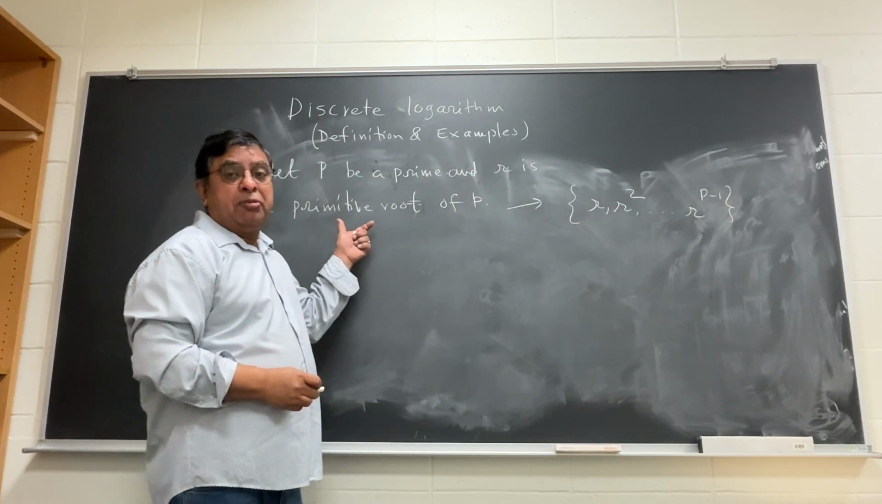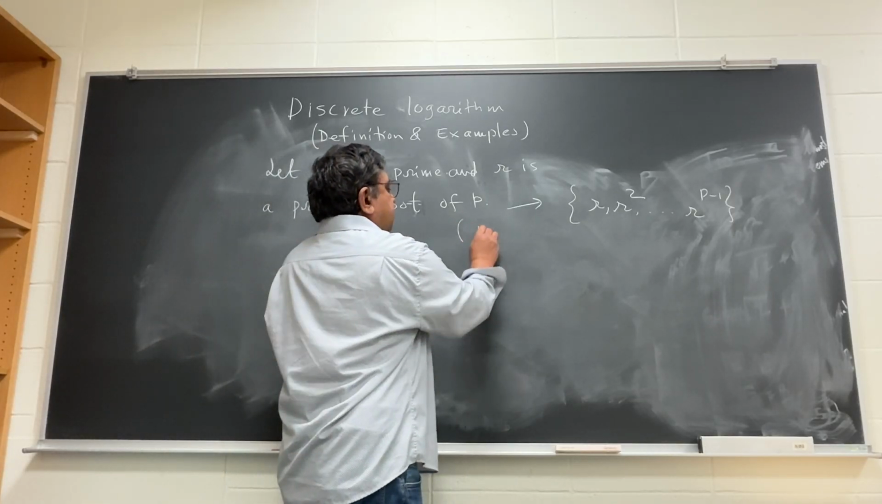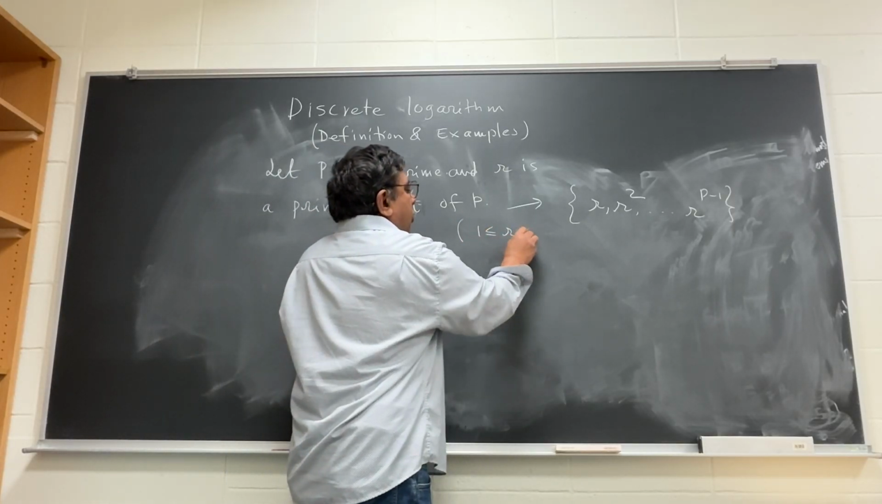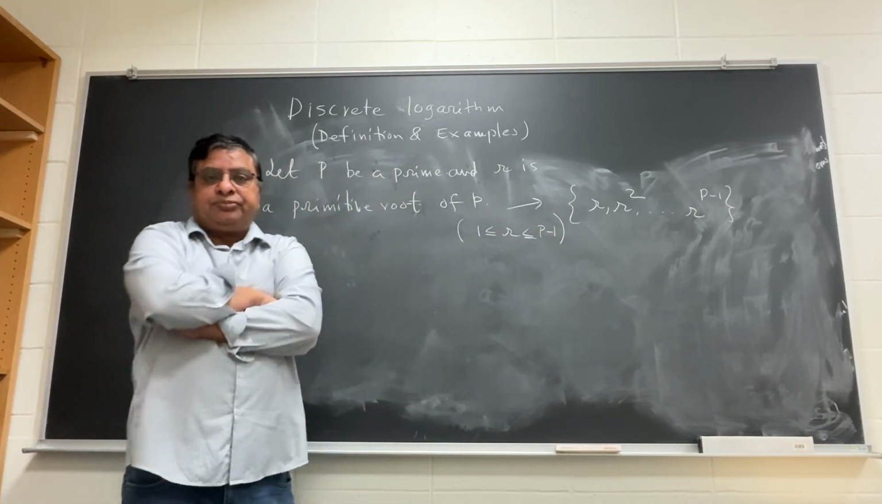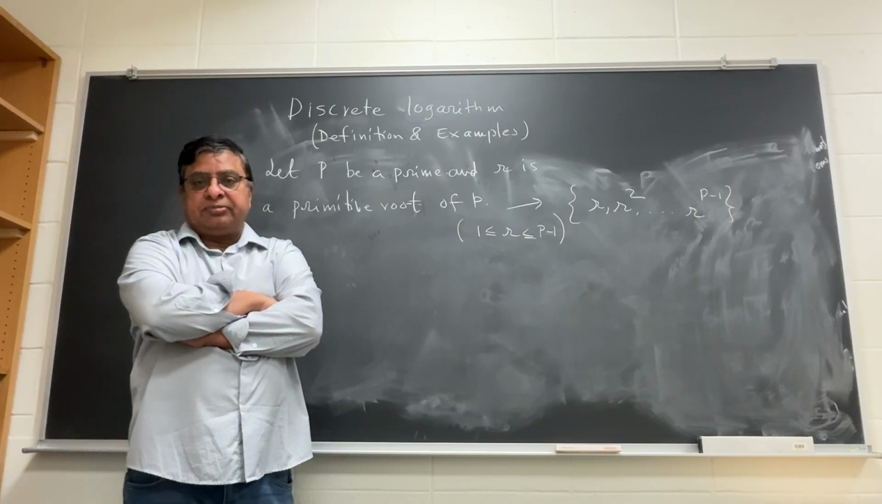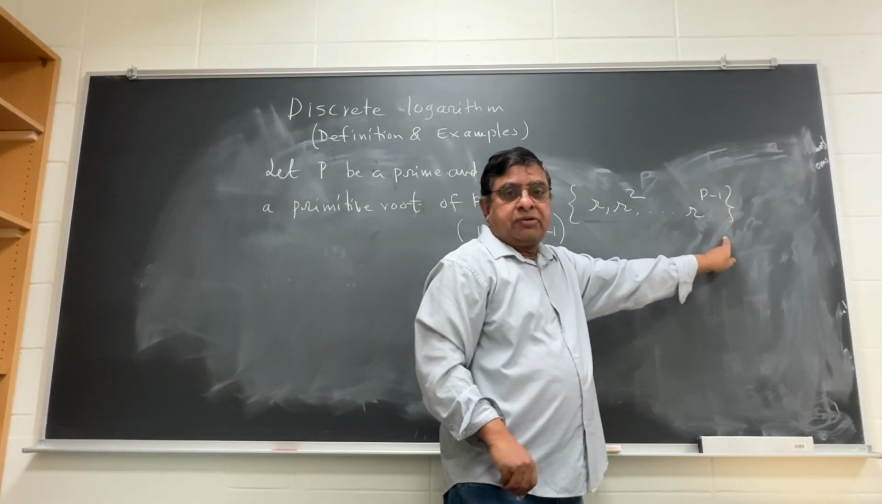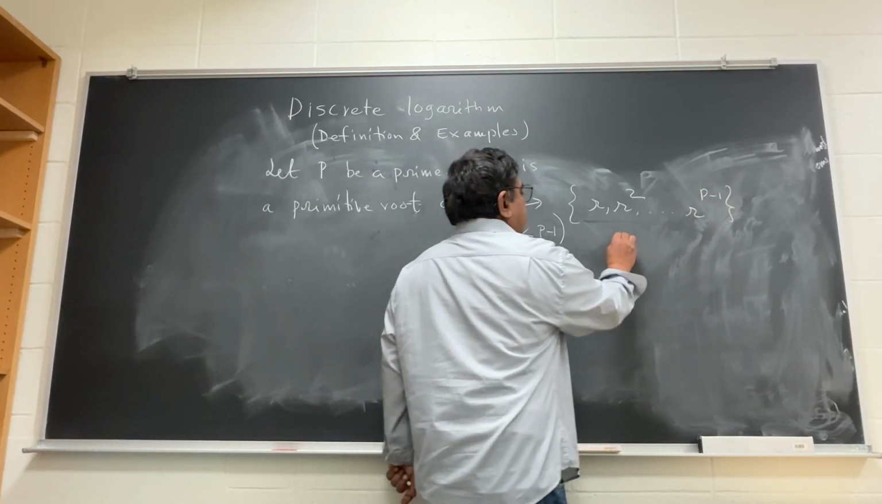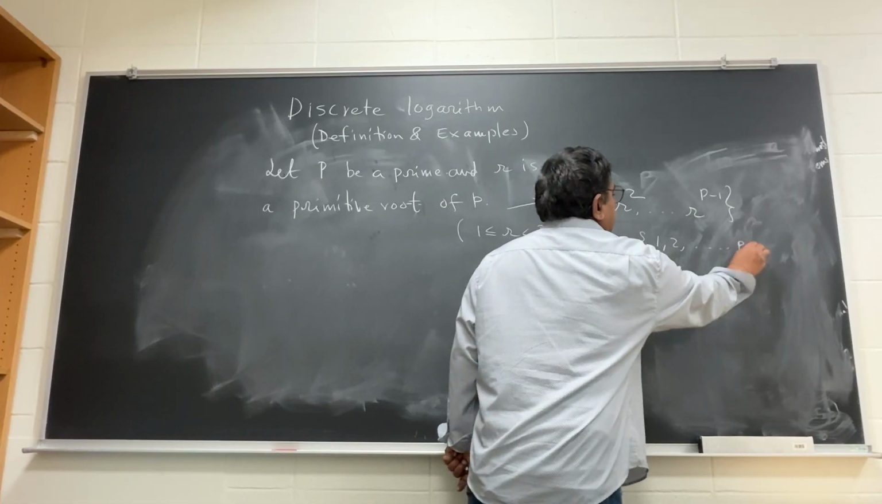By the way, the moment I say R is a primitive root, obviously R is in between 1 and P minus 1. Okay, it's a positive integer between 1 and P minus 1. And when you try to compute all these powers, they should be equal to 1, 2, up to P minus 1.